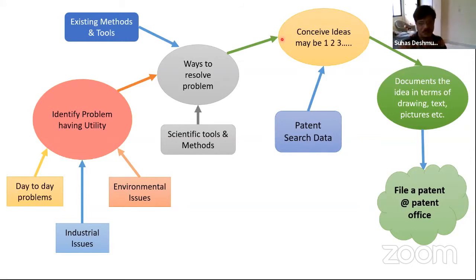Then you need to start searching the patent database. Once you search the patent database, you will come to know. The first idea is already done by somebody else. Then the second is also done by somebody else. The third is also done by somebody else. Then the fourth, okay, nobody has done it. Now take up this idea and create documentation for it. Then this documentation is to be handed over to the patent office. And then the patent office will follow a further procedure for giving protection to you for the patent.